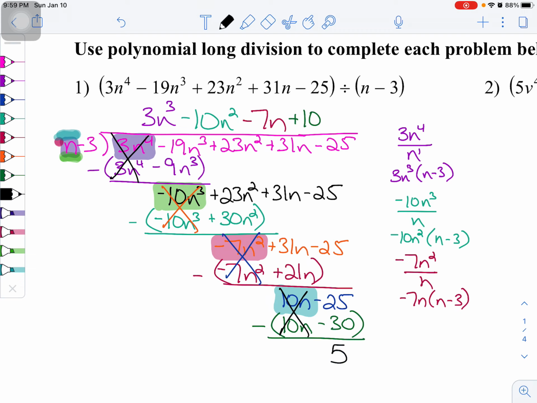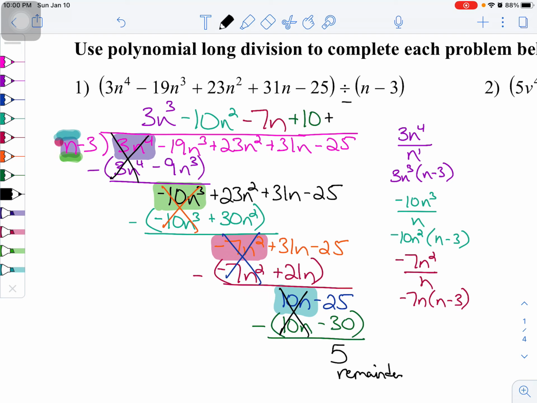Now, here's where you stop. There's no more variable here to divide into, so you're done with your division. The last thing to do is, this is your remainder, and it's set in the directions to write the remainder as a fraction.